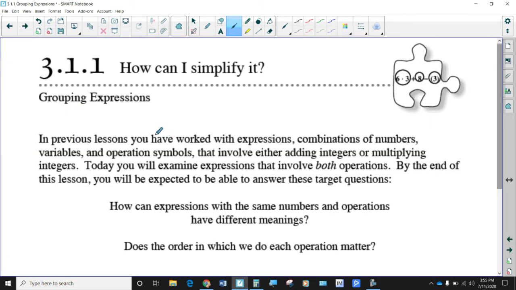All right, in previous lessons, you have worked with expressions, combinations of numbers, variables, and operation symbols that involve either adding integers or multiplying integers. Today, we will examine expressions that involve both operations. By the end of this lesson, you'll be expected to be able to answer these target questions. How can expressions with the same numbers and operations have different meanings? And does the order in which we do each operation matter? You know the order matters because you've learned about PEMDAS.